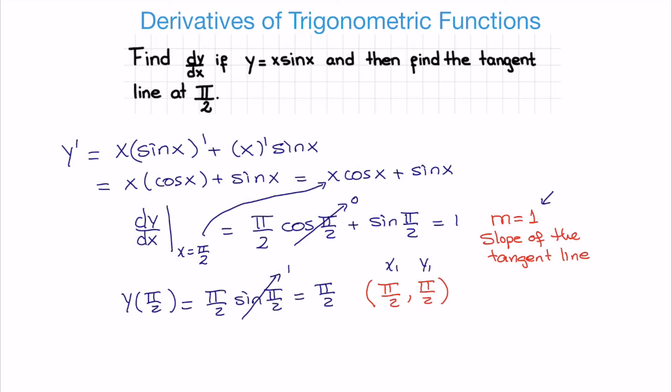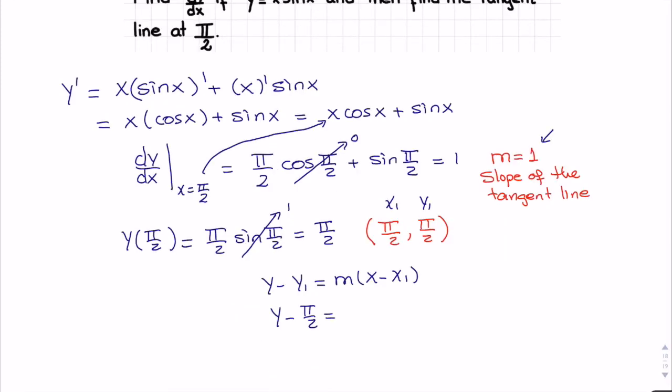Now we use the point-slope form of the line, where this is x1, this is y1, and my slope is 1. So the formula is y minus y1 equals m times x minus x1. And we just plug in the numbers. We get y minus pi over 2 equal m, which is 1, times x minus pi over 2. Distribute and move the pi over 2 to the other side, and we get y equals x minus pi over 2 plus pi over 2. The tangent line is the identity function, and we're done.